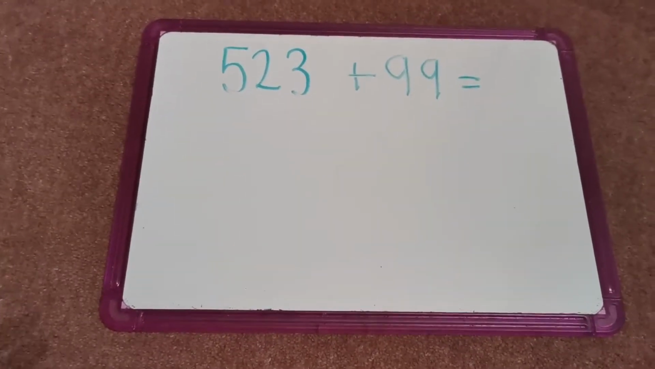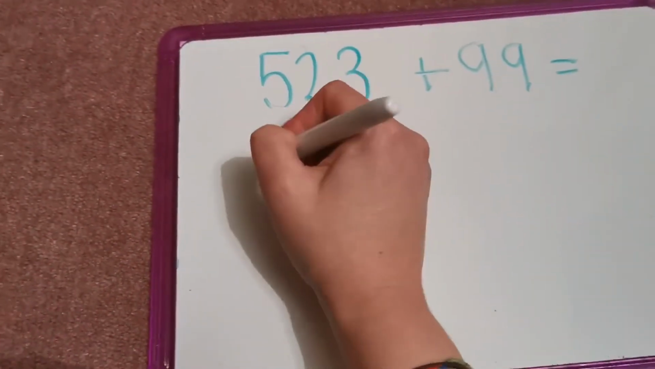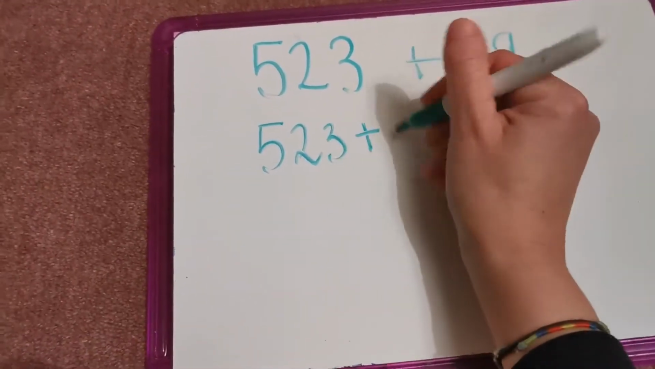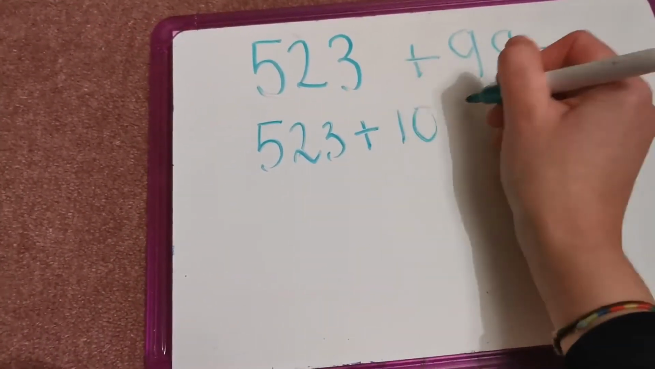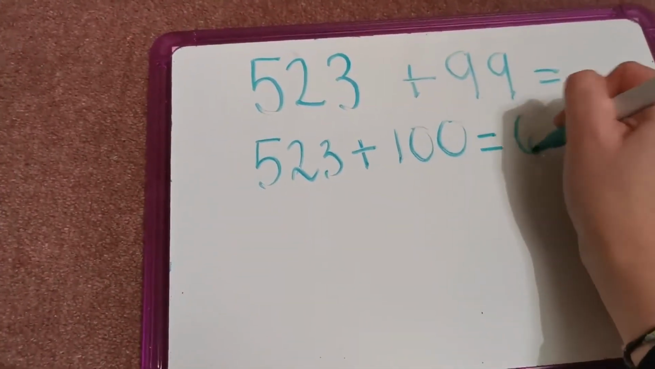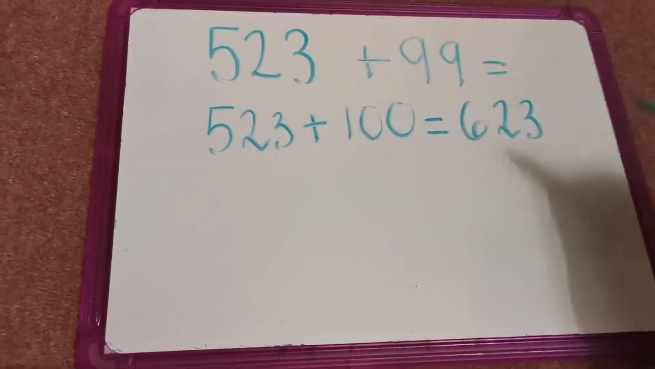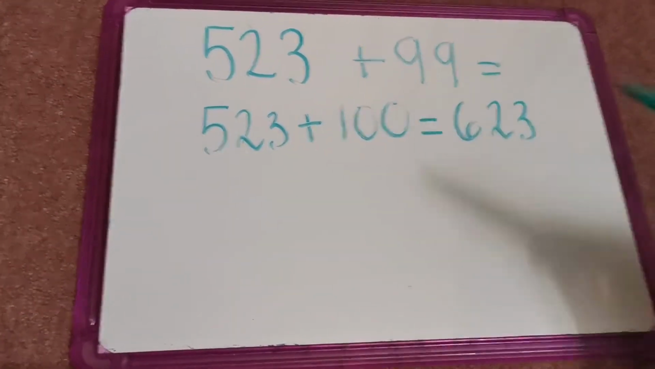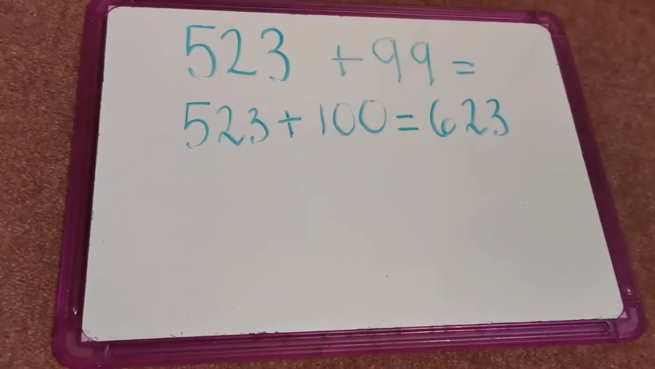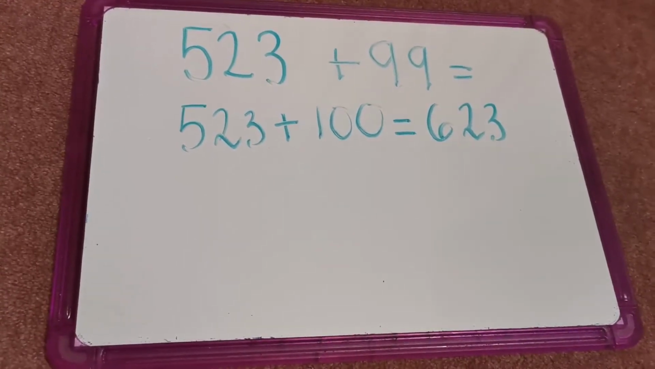So if I find 100 more than 523, and you might be able to do this in your head, which is also okay. I'm just writing it out so you can see my method. Then I know when I'm adding 100, okay, that I've rounded 99 to the nearest 100. Now sometimes rounding a number to the nearest 100 or to the nearest 10 might be the quickest way to solve an addition question, okay?